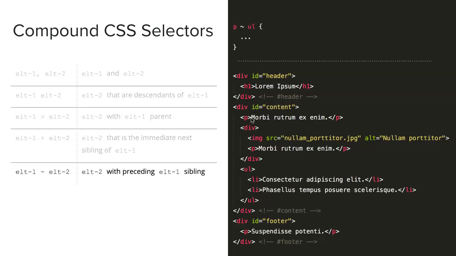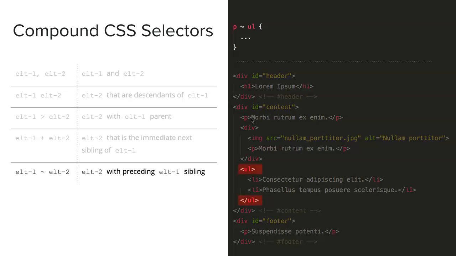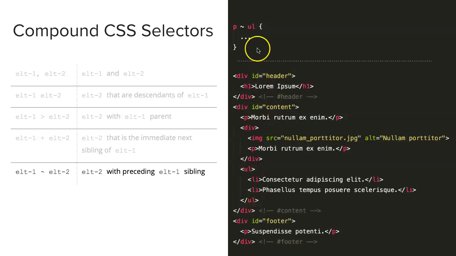And then lastly, there's this squiggly one, which honestly I don't use that much, but it is a thing, right? So you could do something like this where, if you do P squiggly UL, all that means is look for a UL tag that has a P before it.